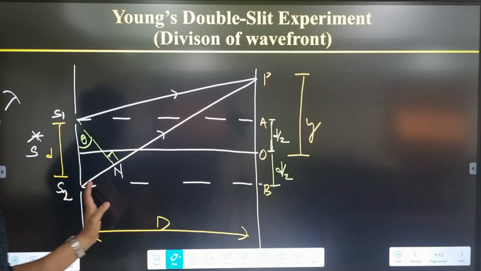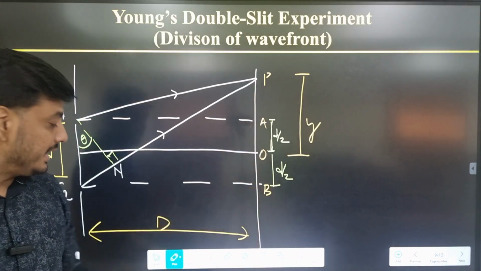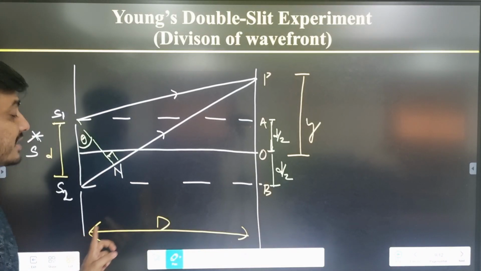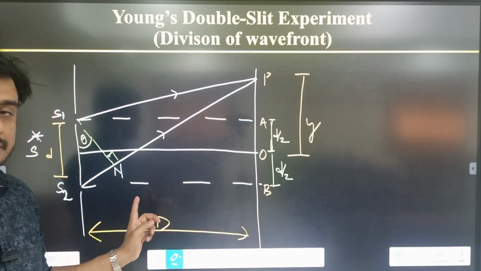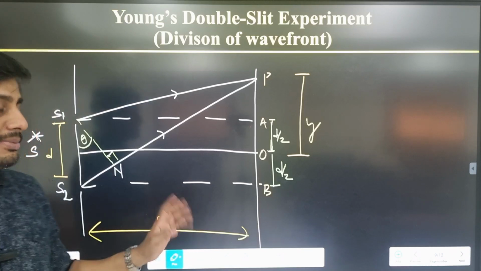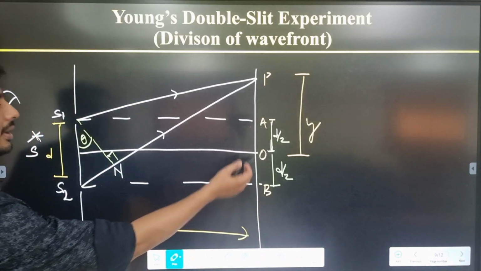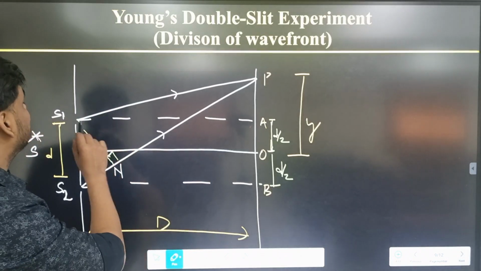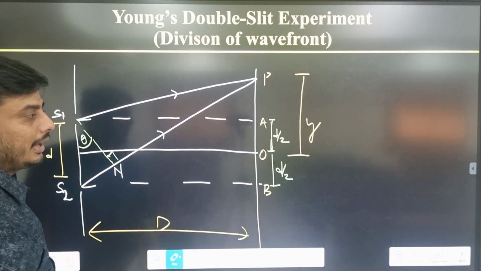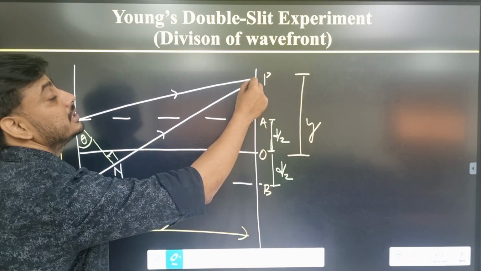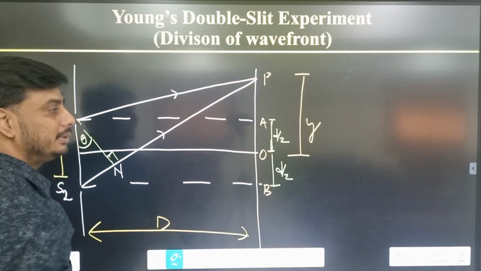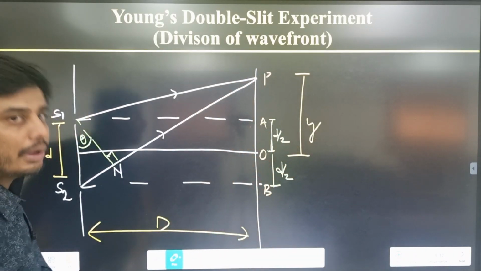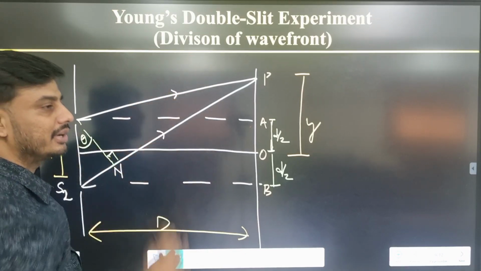And in order to observe the interference pattern, we put a screen at a distance capital D. Capital D is the distance of separation of the screen from the slits, where we have to find the interference pattern. And O is the midpoint of the screen, and A and B are the corresponding points parallel to S1 and S2. And we consider an arbitrary point P, which is at a distance Y from the center O of the screen, where our aim is to find the interference pattern.